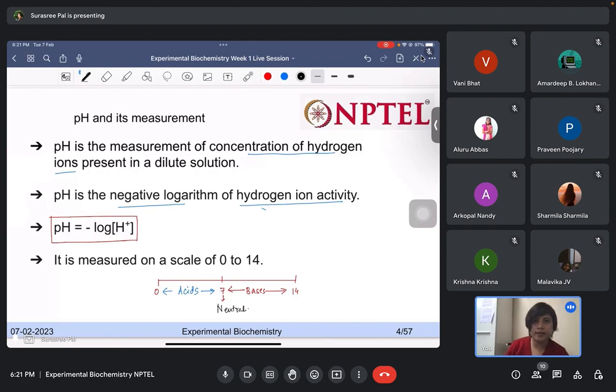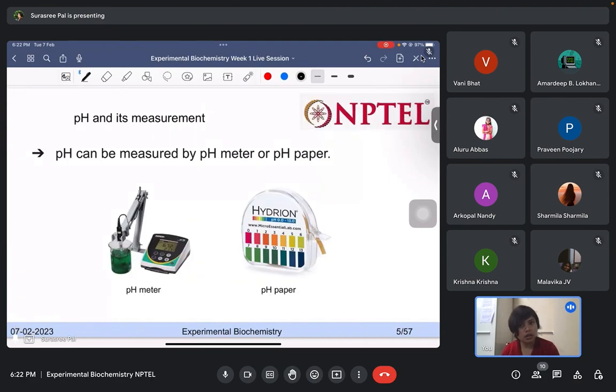Right, so now the next question comes: how do we measure pH? If pH is the negative logarithm of hydrogen ion concentration, then how do we measure it? There are several methods by which we can measure pH. One is a pH meter, another is a pH paper. These two are very different in their application, because a pH meter is an instrument where there is an electrode which measures the pH. There's a glass electrode which can measure the pH, and how it measures the pH I'm telling you in the next slide.